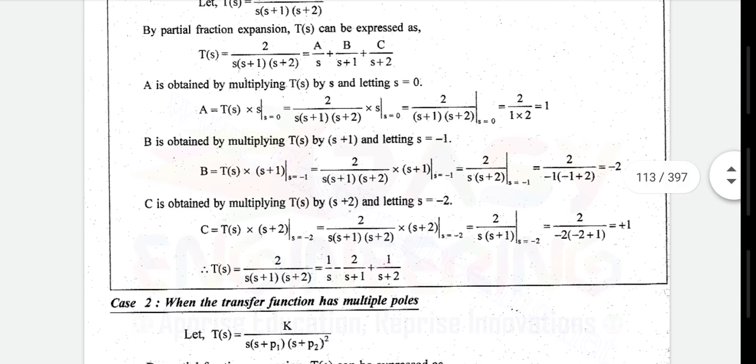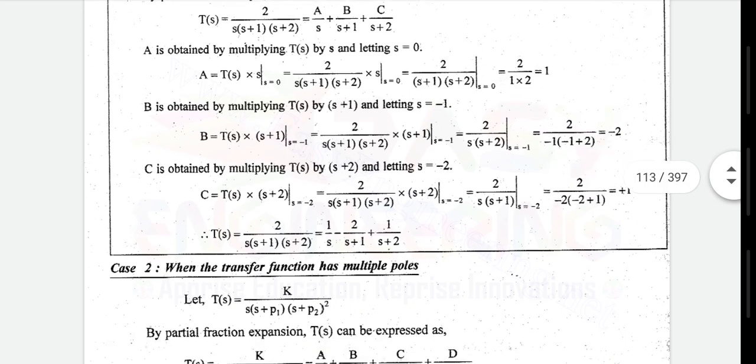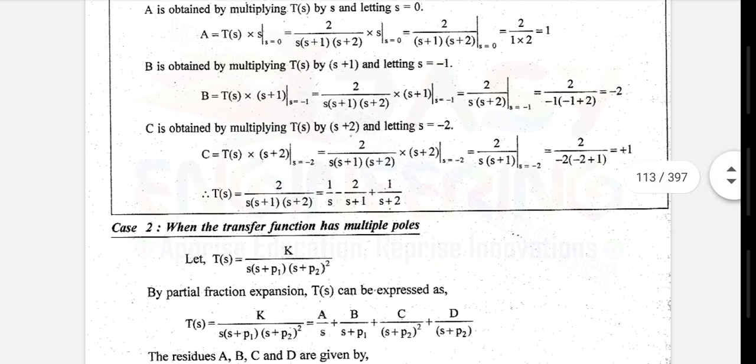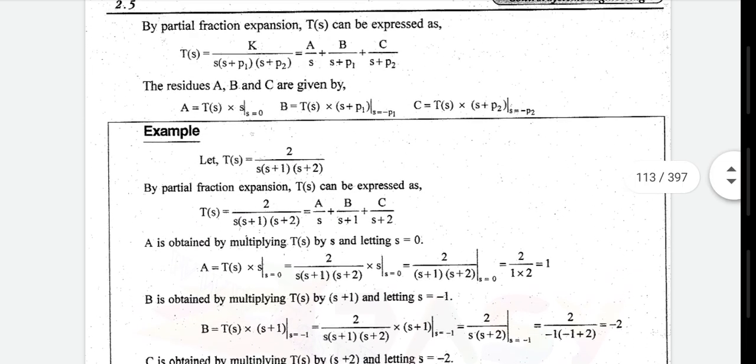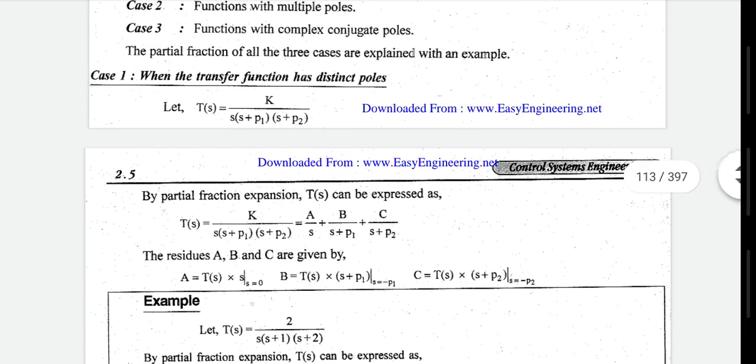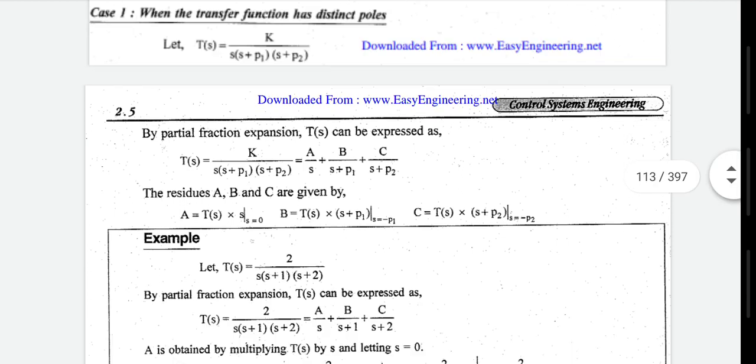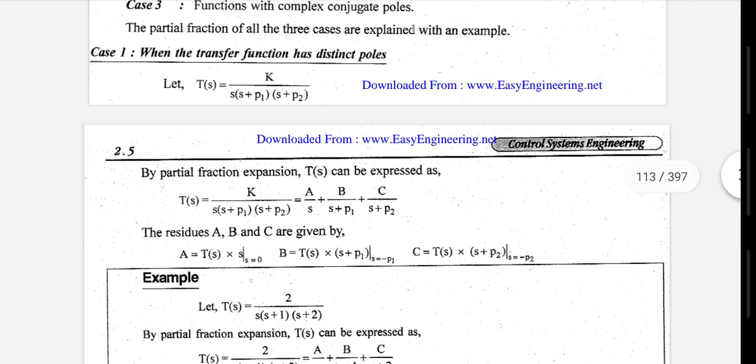Now you got the residue values of a, b and c here. So T of s is equal to 2 by s into s plus 1 into s plus 2, that is equal to, substituting the residue values of a, b and c, your transfer function is divided as 1 by s minus 2 by s plus 1 plus 1 by s plus 2. So this is the T of s value. Like this, in the first case you have the transfer function with distinct poles, and you have to split the transfer function like this.